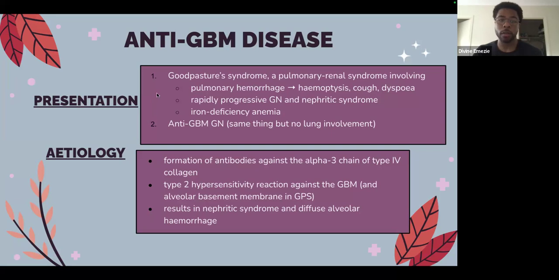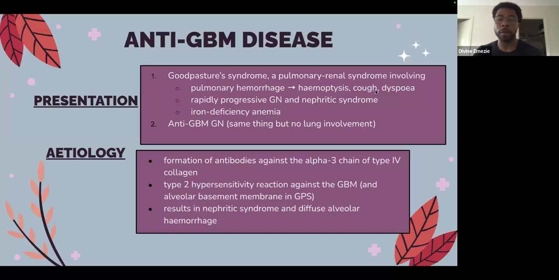Well, sorry, actually, I correct myself. I made the point here that this eponymous name, Goodpasture's, is a pulmonary renal syndrome and involves both. When we think about anti-GBM disease, it's the same thing, but without lung involvement. And what is that? It's the idea that we can form antibodies against basement membranes. Again, there's an alveolar basement membrane. That's why it affects the lungs, but there's a basement membrane in the kidneys, so in the glomeruli, so that also gets affected, causing nephritic syndrome.